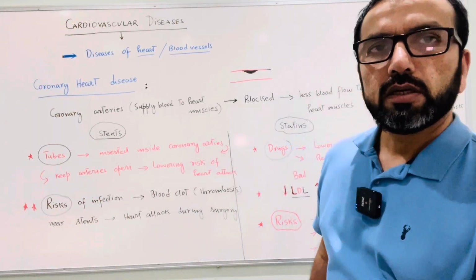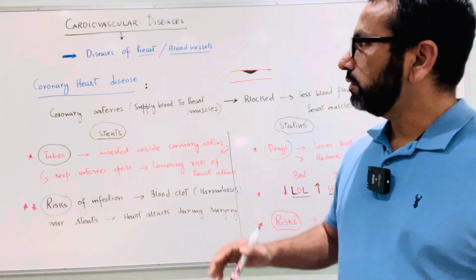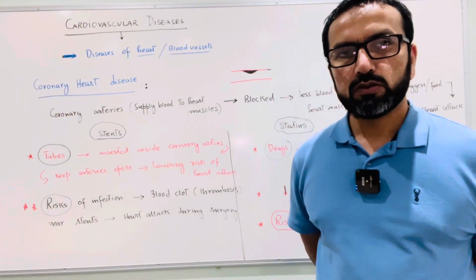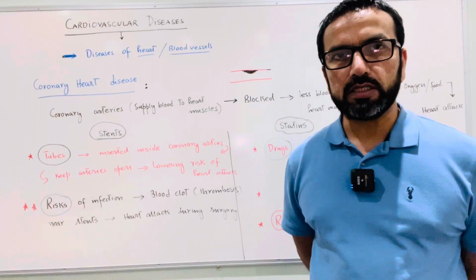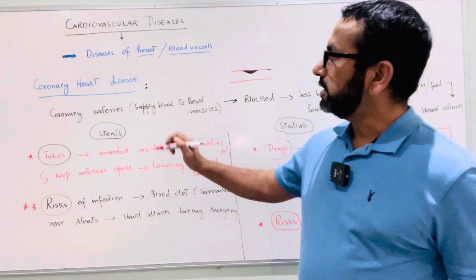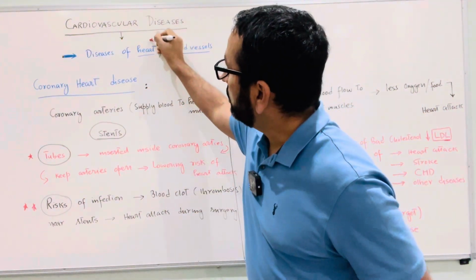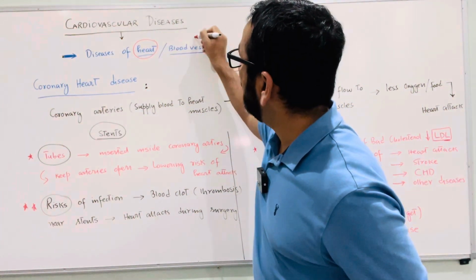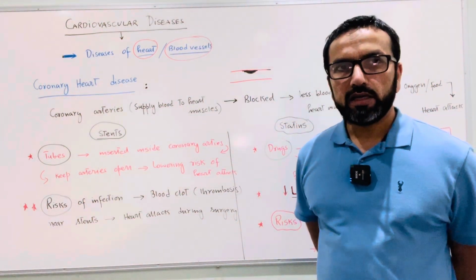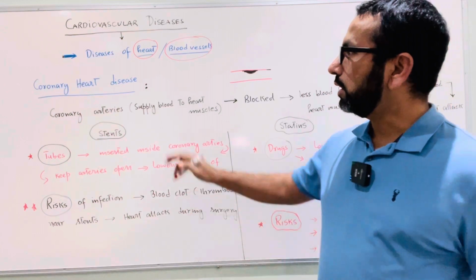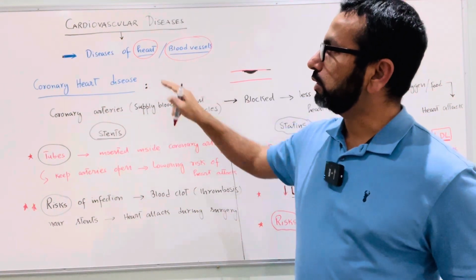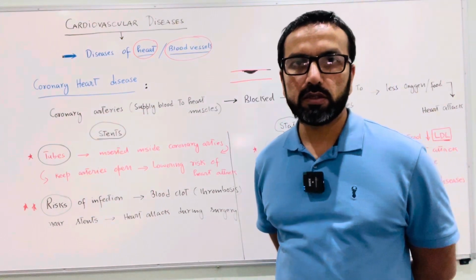Hello. In this topic we will learn about cardiovascular diseases. So what are cardiovascular diseases? Cardiovascular diseases are diseases of the heart and blood vessels. So if there is any disease which is related to the heart or blood vessels, we will group it under cardiovascular disease.